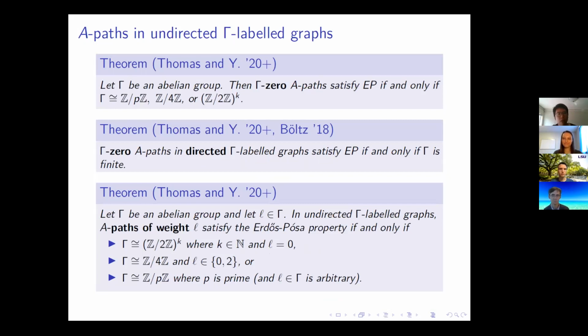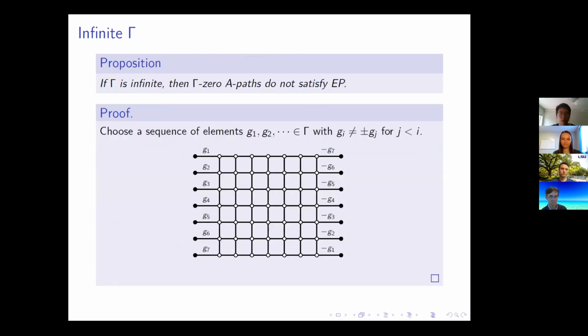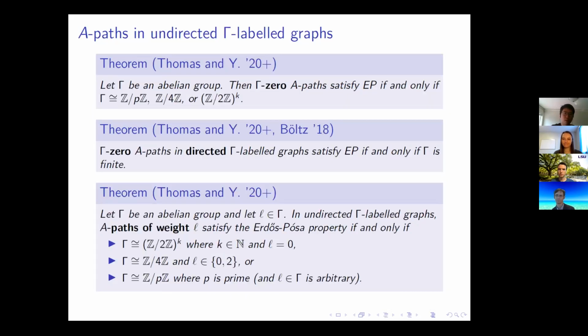So here, when we look at zero A-paths, the bound necessarily has to grow with the size of the group because of this construction. If the group is large enough, we can keep finding more elements with which we can construct this counterexample. So the bound necessarily needs to grow with the size of the group. But other than that, for zero A-paths in directed group-labelled graphs, it is linear. But for the undirected model, I don't know what the optimal bound is.